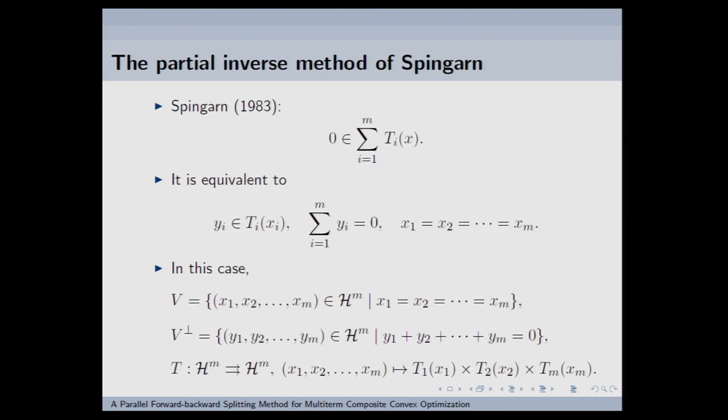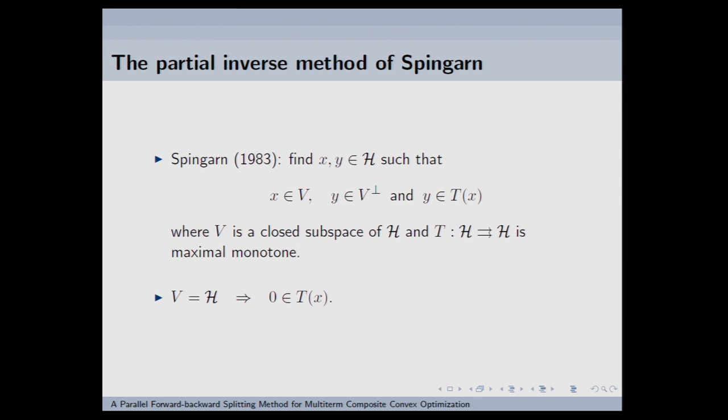One interesting instance of this problem is to find a zero of a sum of maximal monotone operators, zero in the sum of Ti of x. And of course, this is equivalent to find these yi, and the sum is zero, x1 equals x2 equals to xm. So in this case, V is the diagonal, and V perp, of course, is the vectors with sum zero. Now our space is H to the power of m. We have m components. And the operator T is just the direct product of the m operators. And this problem is an instance of this one.